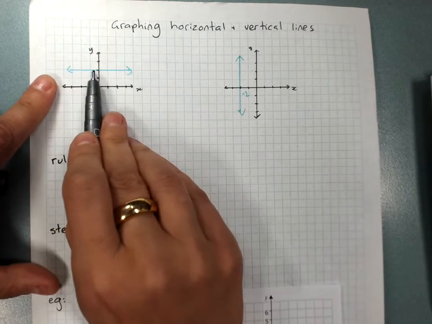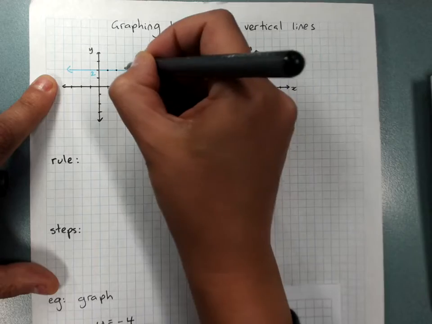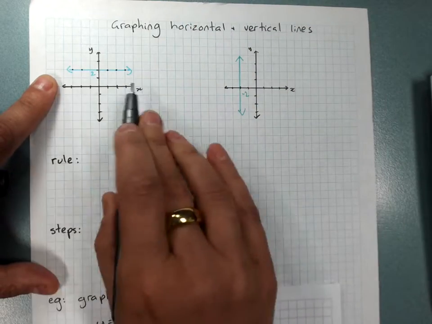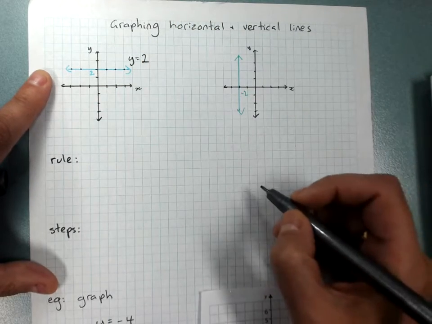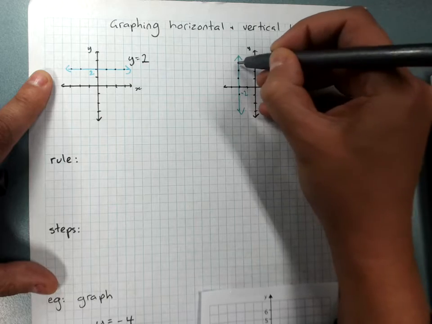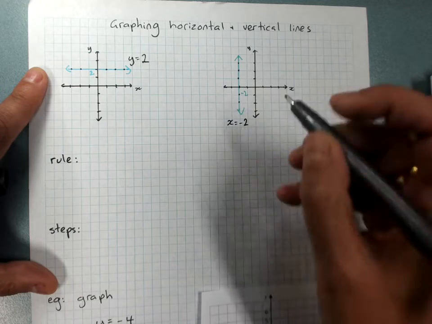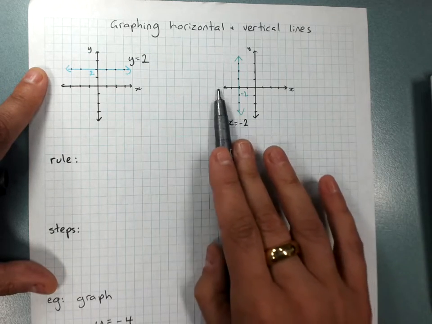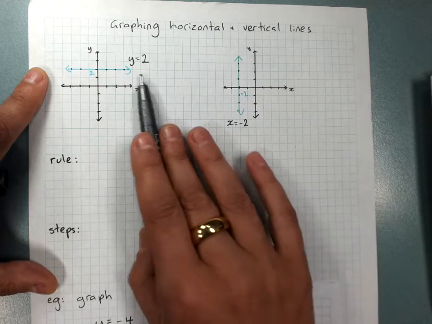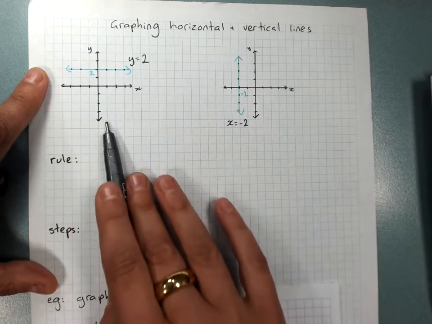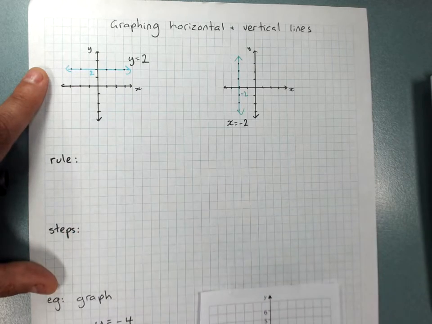Look at this line. It passes through y equals 2. Everywhere on this line, y equals 2. It doesn't matter what x is, y is always 2. Y equals 2. Everywhere on this line, x is negative 2. It doesn't matter what y is, this line is x is negative 2. The thing that can confuse people is that the x-axis is horizontal, but an x line is vertical. A y equals line is horizontal, but the y-axis is vertical. But if you think about the rule, y is always 2, it kind of makes sense.